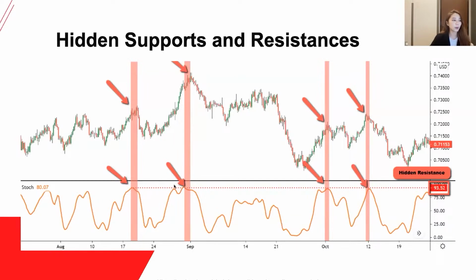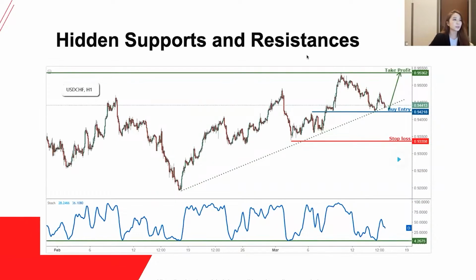So we can see the 1, 2, 3, 4 touch points on the peaks of the graph. All four touch points are in line and form a new hidden resistance of 93.52. We are also looking at the actual chart of dollar franc on the H1 time frame. We can see that it's a very nice upward sloping trend. We can also see that these touch points, I would need my pen, could also relate to the chart right now.